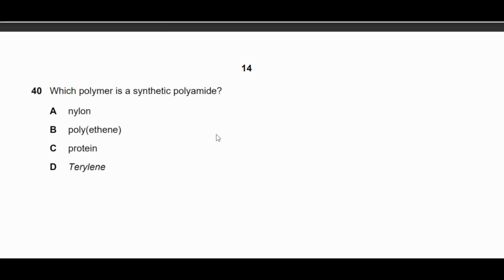Finally, which polymer is a synthetic polyamide? The answer is nylon. This is a natural polyamide. Terylene is a polyester, and this is just a polymer of ethene, right? This one has no nitrogen. Whenever you see amide, it must contain nitrogen. Okay, so polyamide, which one of these is a synthetic polyamide? Will be nylon. Okay, so that's it for this paper.